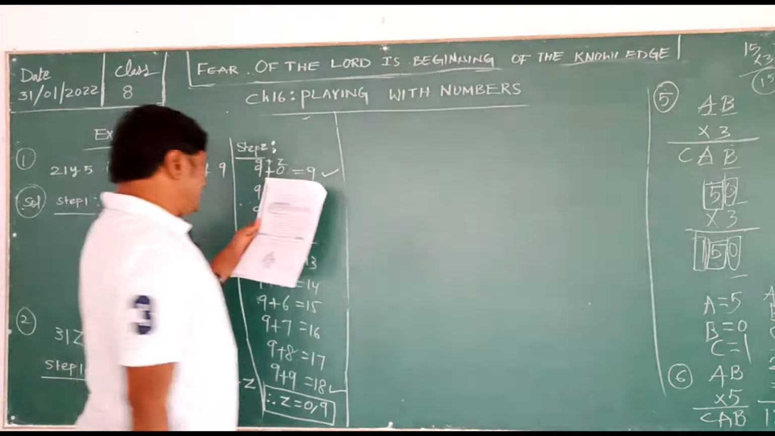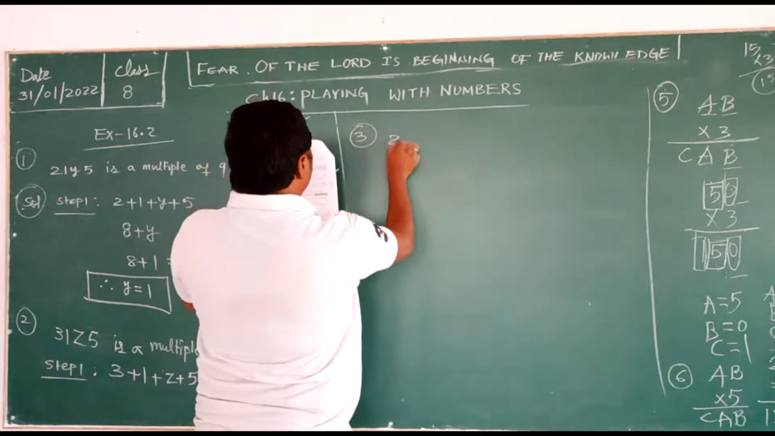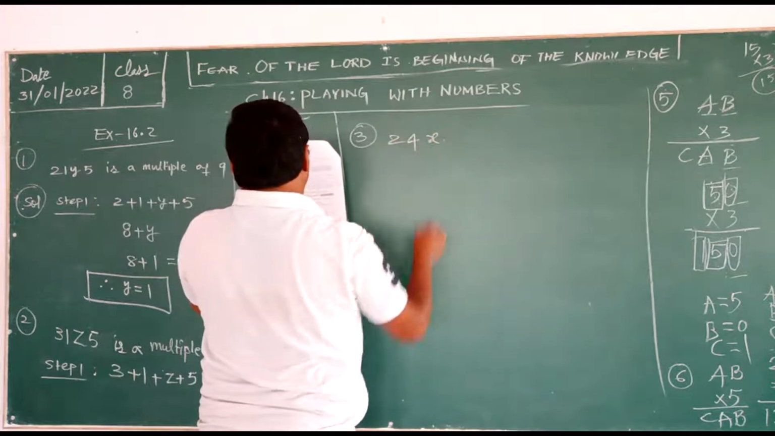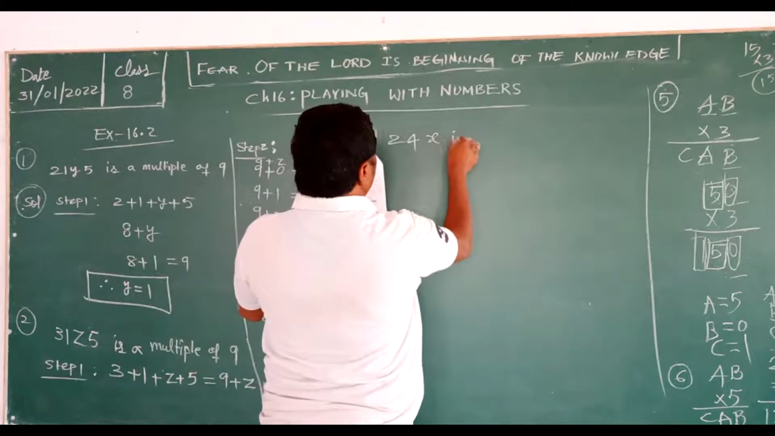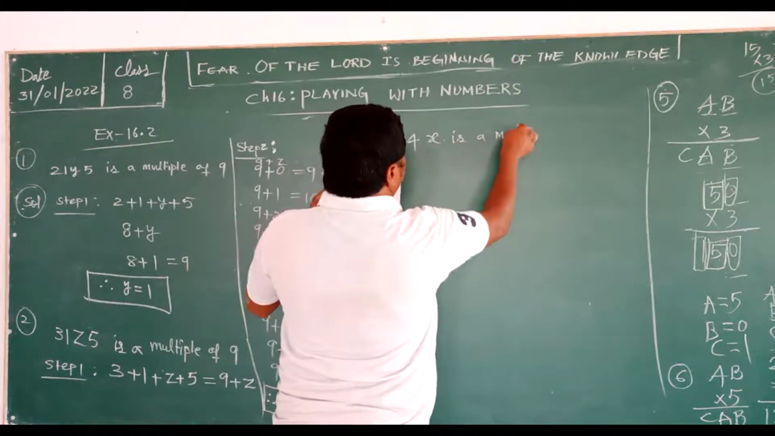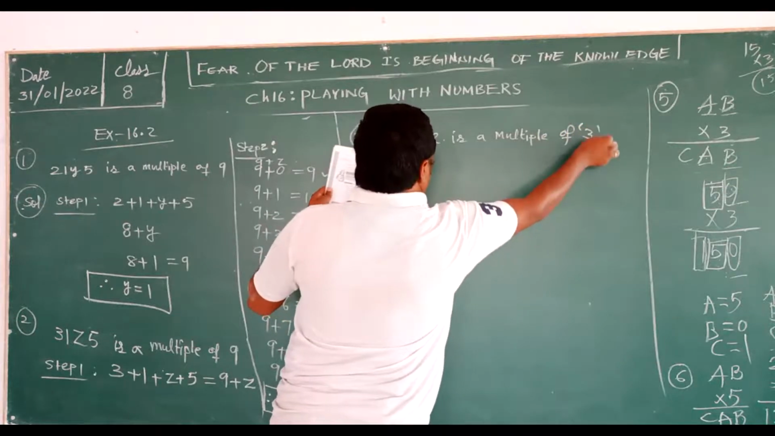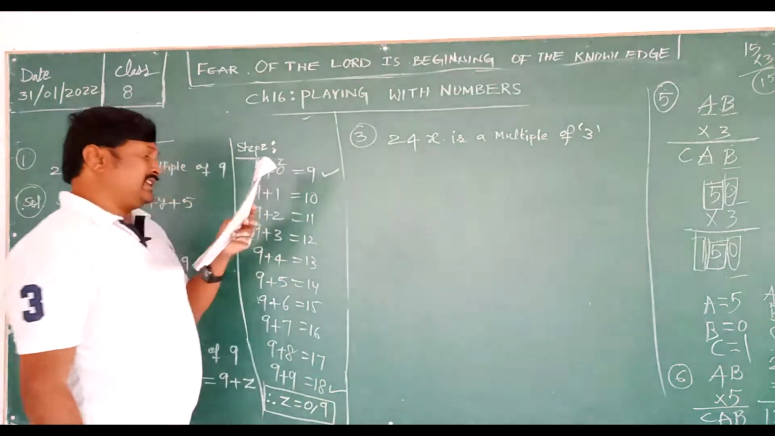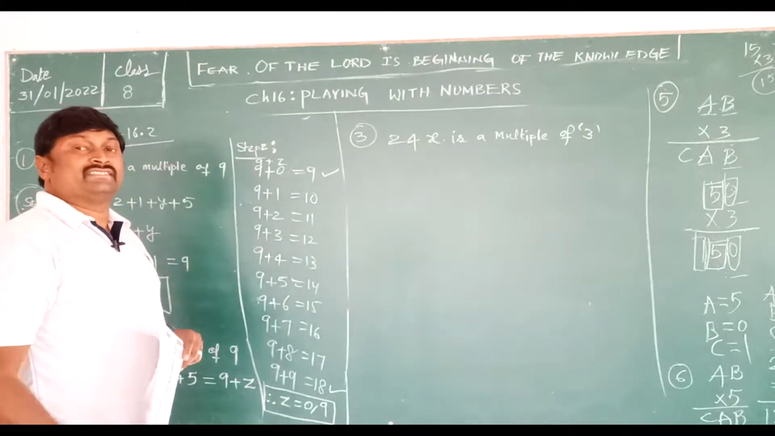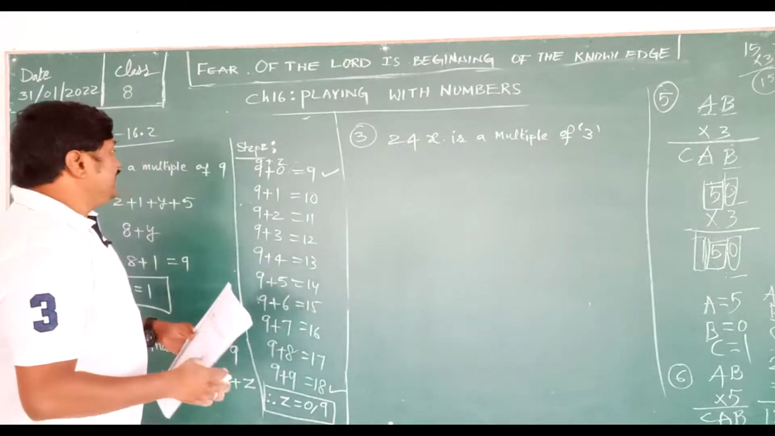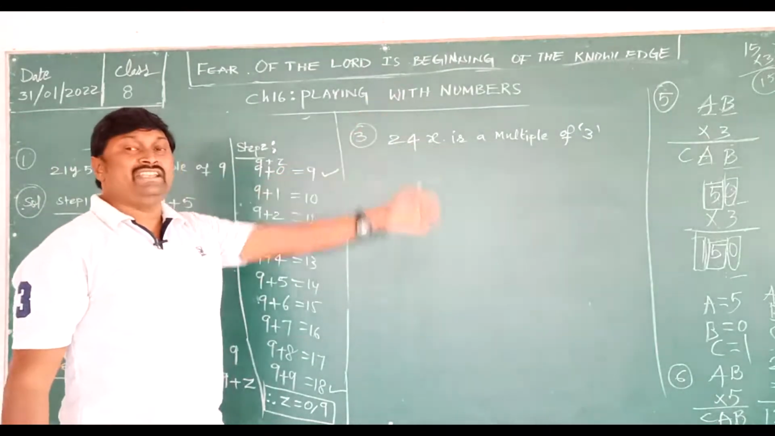So I'm going to write here now the third question. If 24x is a multiple of 3, then what I need to find? Where x is a digit, what is the value of x? Same kind of question. Here 9 multiples, here multiple of 3, said 3 multiples.